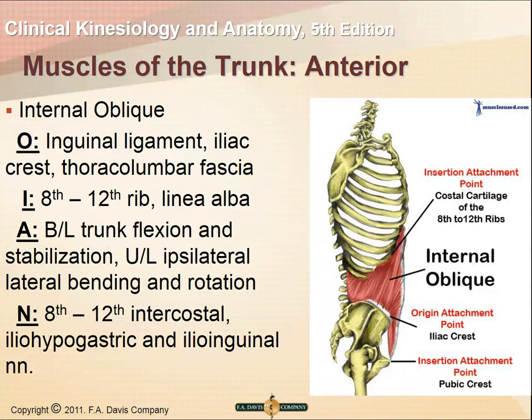So the action, again, when this is working bilaterally, is to provide trunk flexion and stabilization. Working unilaterally, we're going to get ipsilateral side bending and ipsilateral rotation. And this is innervated by the 8th through 12th intercostal, iliohypogastric, and ilioinguinal nerves.